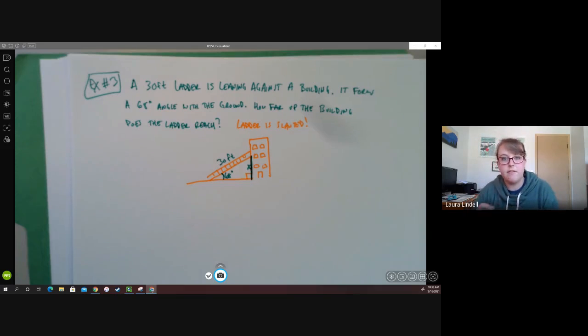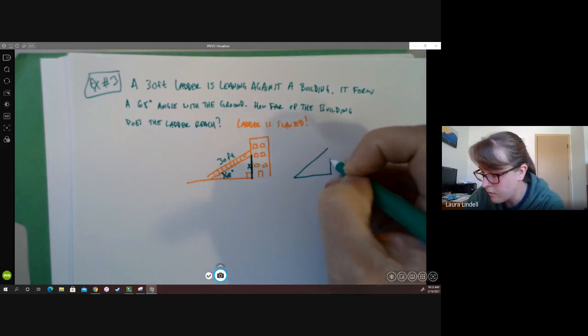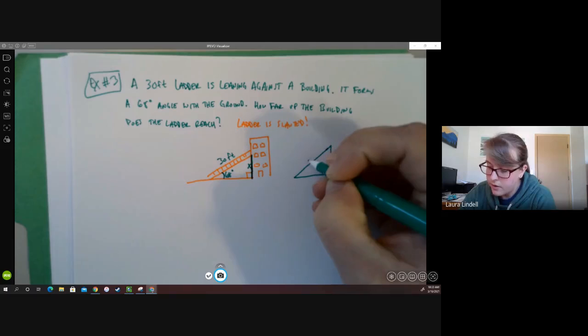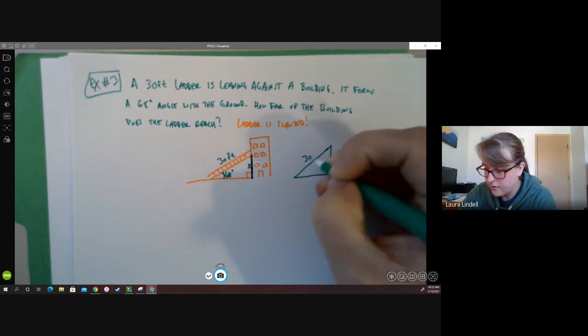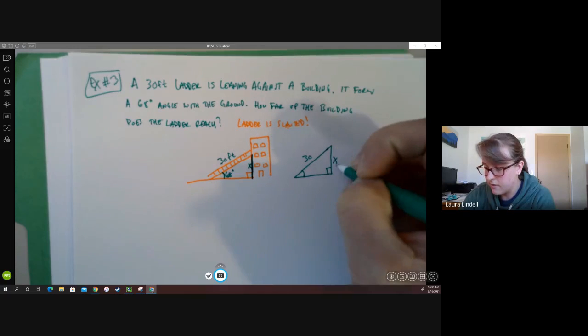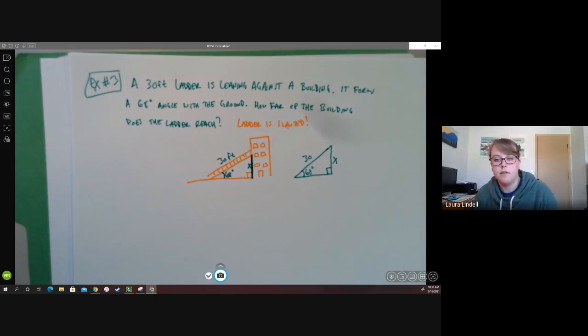So a lot of this is just kind of decoding what's going on in the problem. If you want to, you can just draw a straight up right triangle here. You just have to know, and you might want to label on your picture, that this is the ladder, the 30-foot ladder. This is the ground, this is the building.